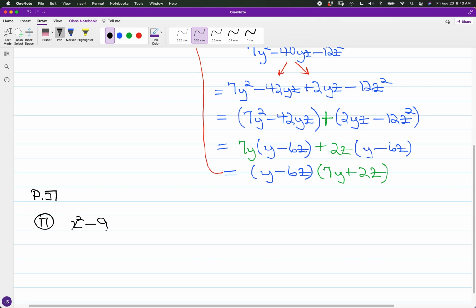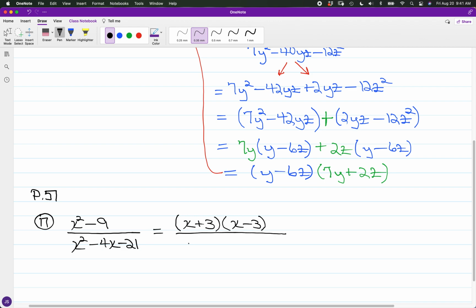x squared minus 9 all over x squared minus 4x minus 21. Looking at simplifying, in the numerator we have the difference of squares. In the factors, we have x plus 3 and x minus 3. For x squared minus 4x minus 21, if I factor, x squared goes to x and x, and factors of negative 21 whose sum will be negative 4. This signals that more weight will be provided for the minus than for the plus. So we're going to have, in this case, x minus 7 and x plus 3.